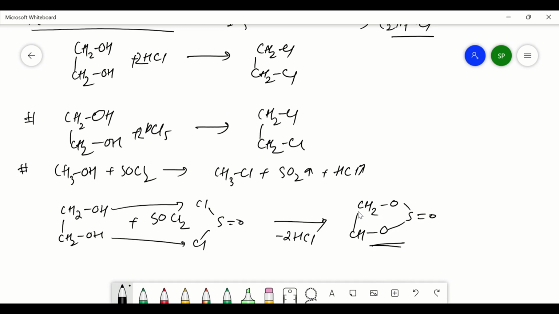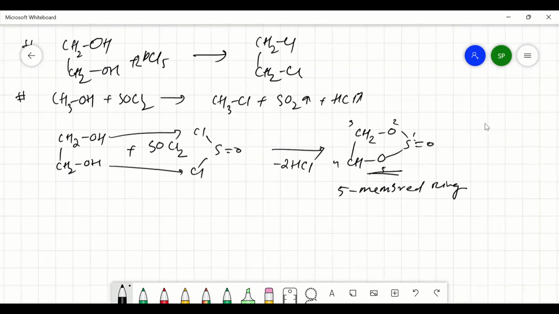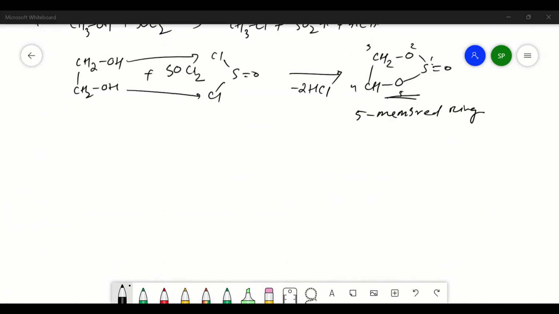The formation of this: 1, 2, 3, 4, 5, a 5-membered ring. If you see in any reaction, there is formation of 5 or 6-membered rings. These 5 or 6-membered rings are comparatively more stable. If there is formation of a 3-membered ring, that is comparatively unstable. So there is no formation of 3 or 4-membered rings. But instead, if there is formation of a 5 or 6-membered ring, that is comparatively stable, and this forms. Okay.